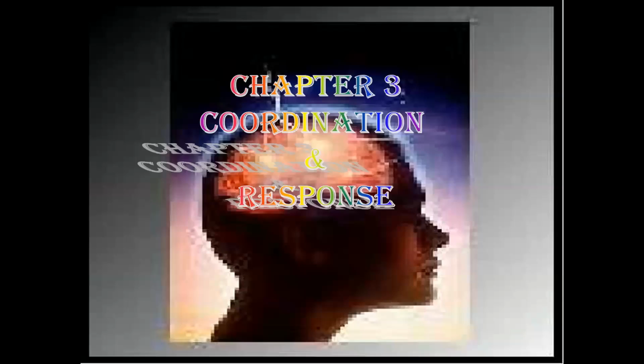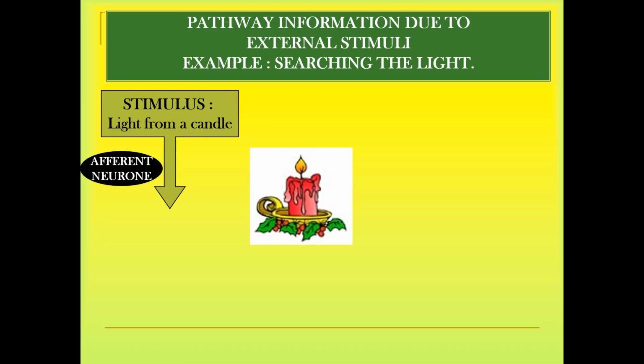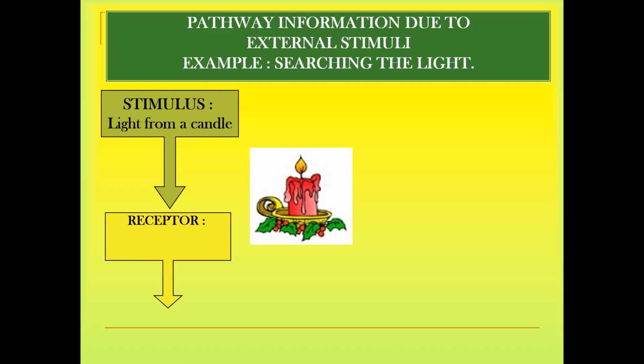The next one, I want to give you some revision about how from a stimulus, we can make a response. For example, the stimulus here is the light from the candle. When you observe something, for sure you will use your eyes. So the stimulus is the light from the candle, and the receptor, which is photoreceptor, is present in the retina of our eyes.